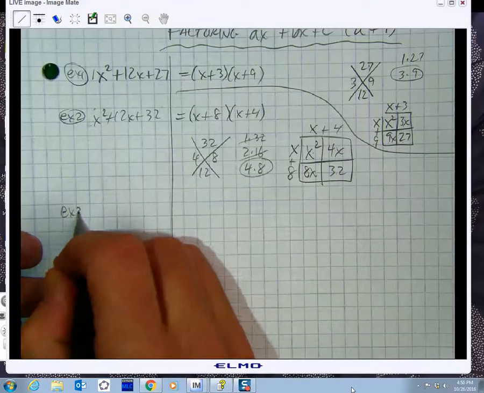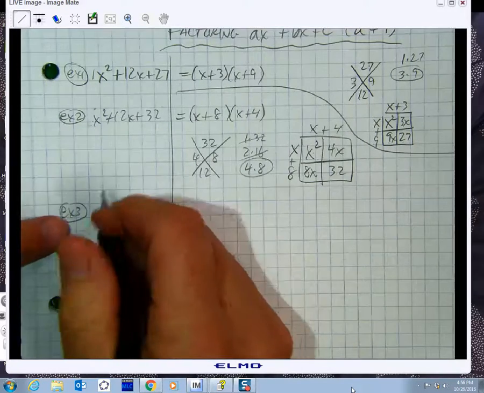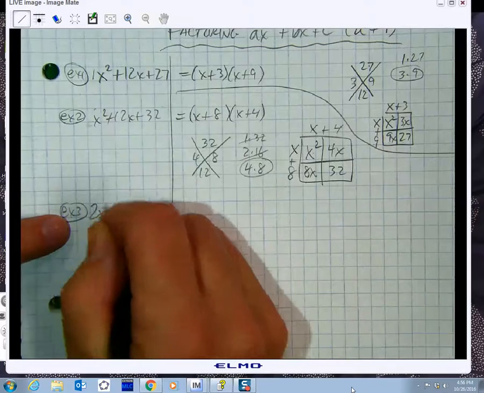Next one, example 3. This is where it gets interesting. So now we've got a 2x squared plus 11x plus 15.